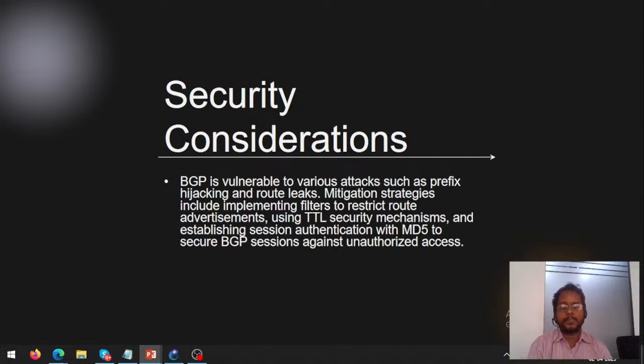Security also is a consideration for BGP because BGP is vulnerable to various attacks such as prefix hijacking and route leaks. So this is prone to attacks also. Mitigation strategies include implementing filters to restrict route advertisement, using TTL security mechanisms, that is time to live, and establishing session authentication with MD5 password to secure BGP sessions against unauthorized access. So you have to make sure that you include the password there also so that unauthorized access doesn't happen.